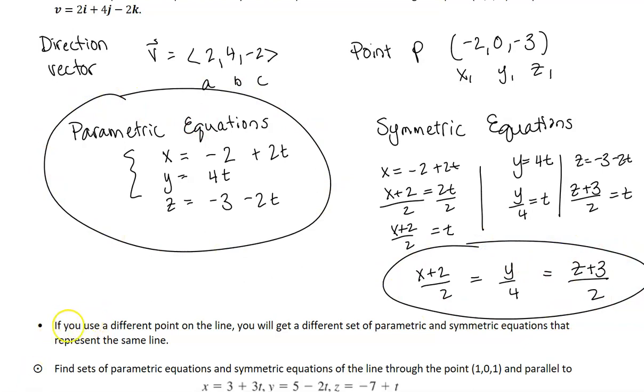One thing that is important to note is that if you use a different point on the line, you will get a different looking set of parametric and symmetric equations, but they will represent the same line, so it would still be a correct representation of that line.